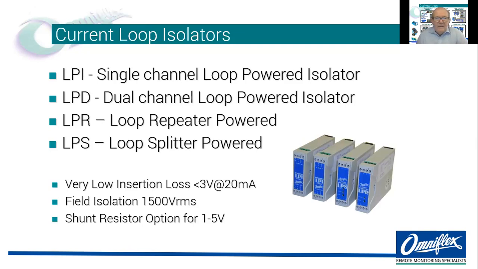The loop splitter is a useful product, particularly where plant needs to split a current loop, and this device will take one current loop in and provide two isolated independent current loop outputs. The insertion loss on loop isolators is less than 3 volts at 20 milliamps, 1500 volt isolation, and a feature is added to allow the creation of 1 to 5 volts for instrumentation that would previously require a shunt. So you can either have the 4 to 20 or a 1 to 5 volt output using that precision resistor on the output.